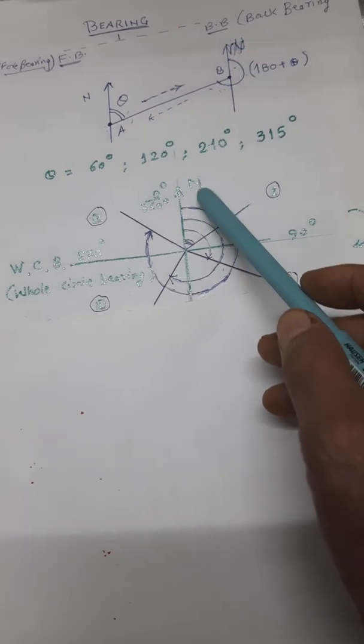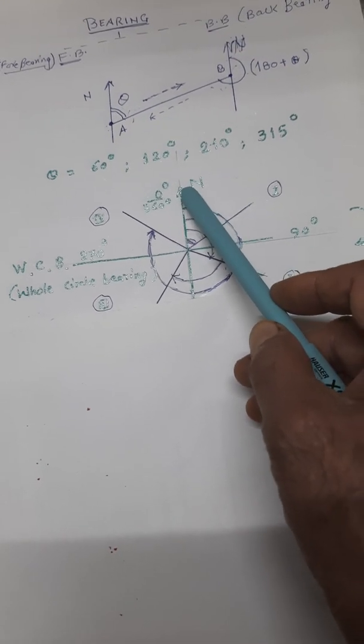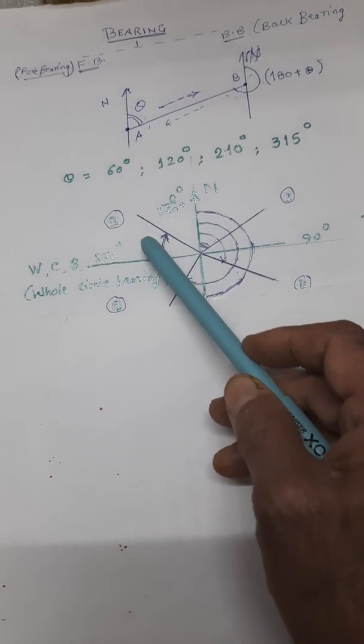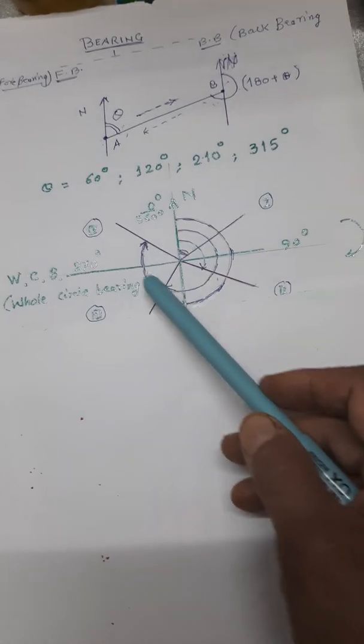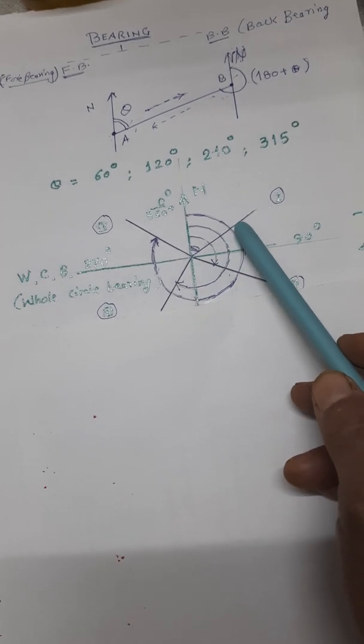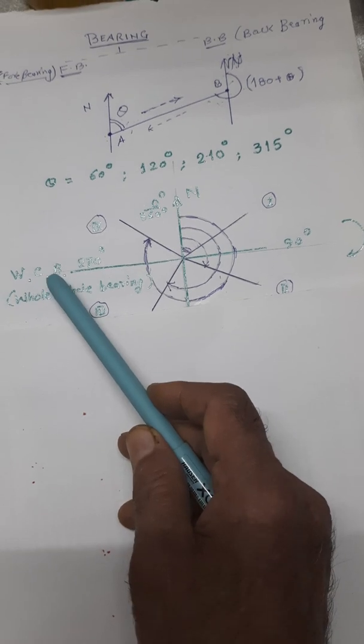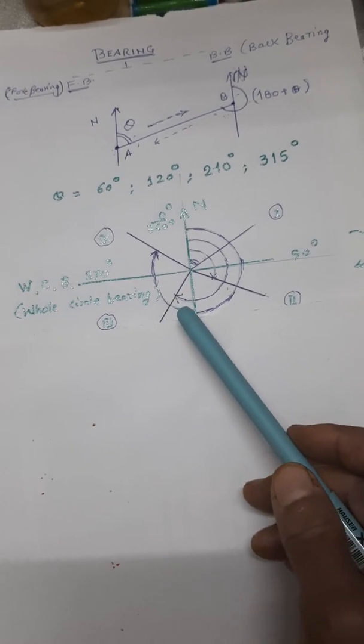All the angles are measured from the north, and this is called whole circle bearing. This method is known as whole circle bearing. In short, we can call it WCB, whole circle bearing.